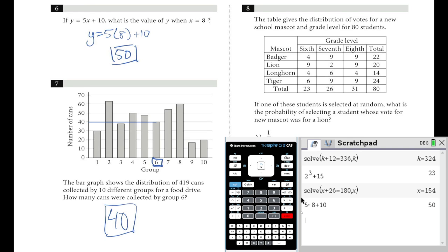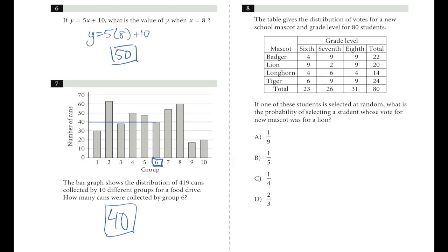All right, so then look over here at number 8. Oh, let's get rid of the calculator. Look here at number 8. It says the table gives the distribution of votes for a new school mascot in grade level for 80 students. If one of these students is selected at random, what is the probability of selecting a student whose vote for new mascot was for a lion? So we're picking from all of the students. So how many total students do we have? We had 80 students. We're picking out of all 80 students, and they went and said out of all of the students, what was the probability that their vote was for a lion?